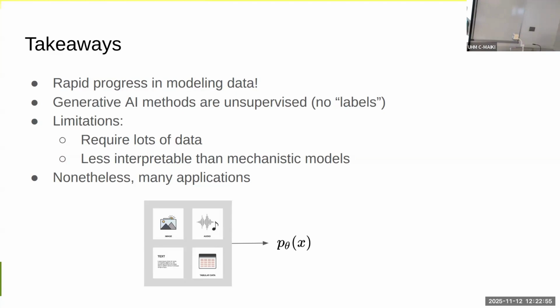Labels, it's still useful to have associations between different examples for many applications, but if you just want to generate images of cats, all you need is a bunch of images of cats and you can go wild. But for science applications, this still requires lots of data, and it's less interpretable than many of the mechanistic models that we have in the sciences. But nonetheless, there's lots of potential applications for this.